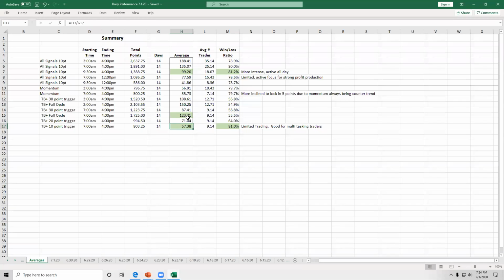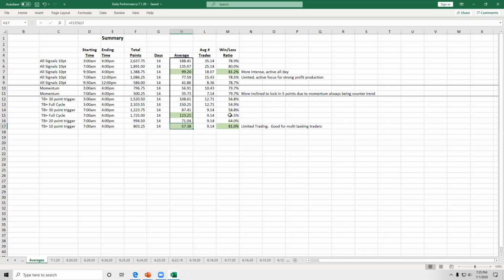Now, I really like this 123 points, but it only has a 55% win rate. So if I'm willing to stomach my way through 45% of all my trades being losing trades and ultimately end up with a big number, well, that's fine. But that doesn't excite me right now. It might excite another trader.